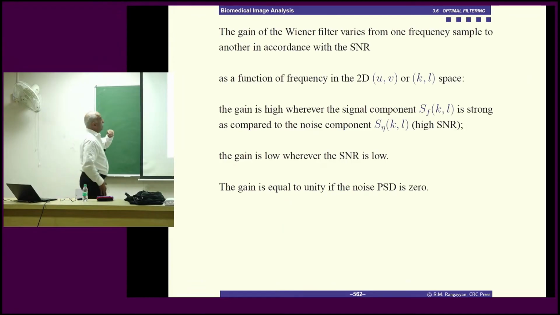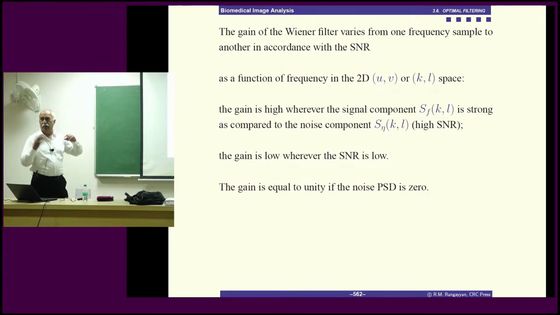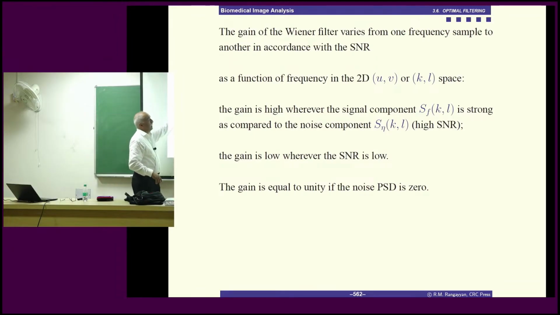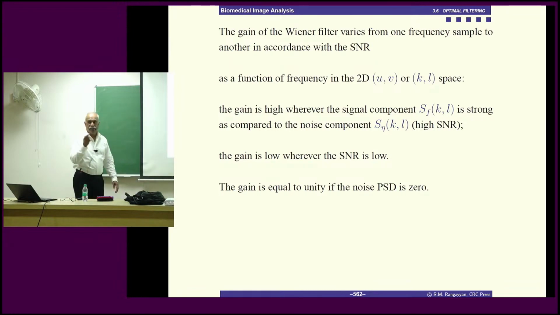So the gain of the Wiener filter varies from one frequency to another in accordance with the SNR, the signal to noise ratio or noise to signal ratio, as a function of 2D frequency space, UV or KL. Gain is high wherever the signal S_F is strong as compared to the noise S_eta, high SNR. Gain is low wherever SNR is low. Gain is equal to unity if the noise PSD is 0 at that point.